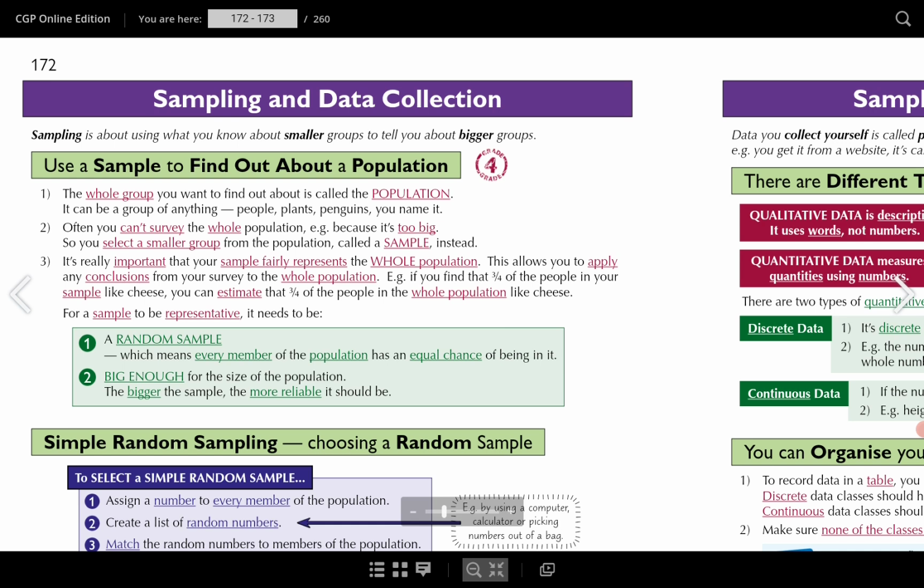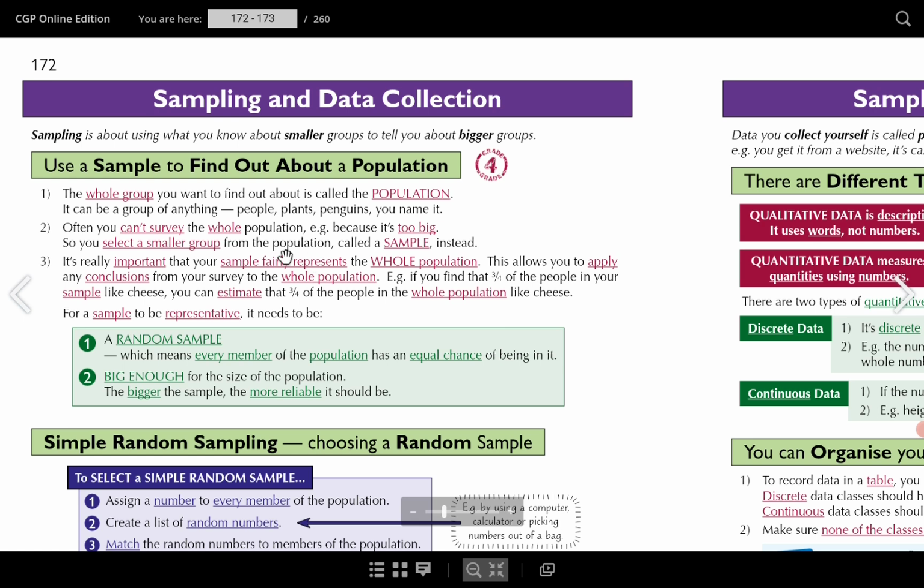In data collection, when we talk about sampling, what we're mainly talking about is selecting a small group from a larger group. For example, if we were collecting data on the whole world, that is a very big population. So what we can do is sample. We can get a few people from each country, about 10 people from each country, and then use that to represent the whole world. So sampling is about using what you know about a smaller group to tell you about a bigger group.